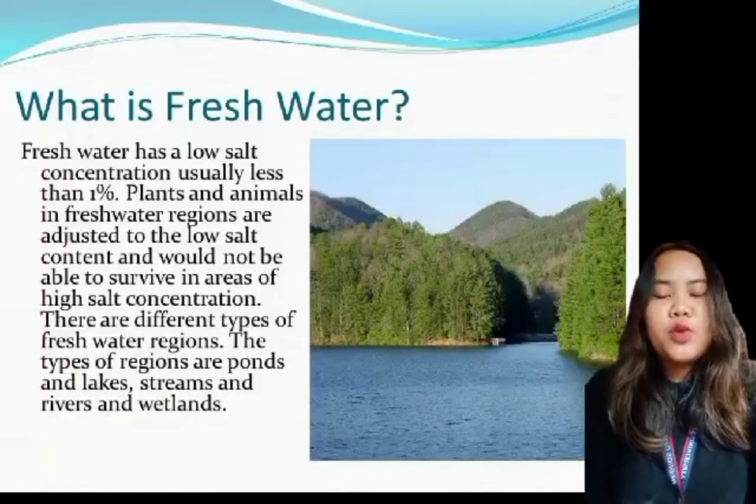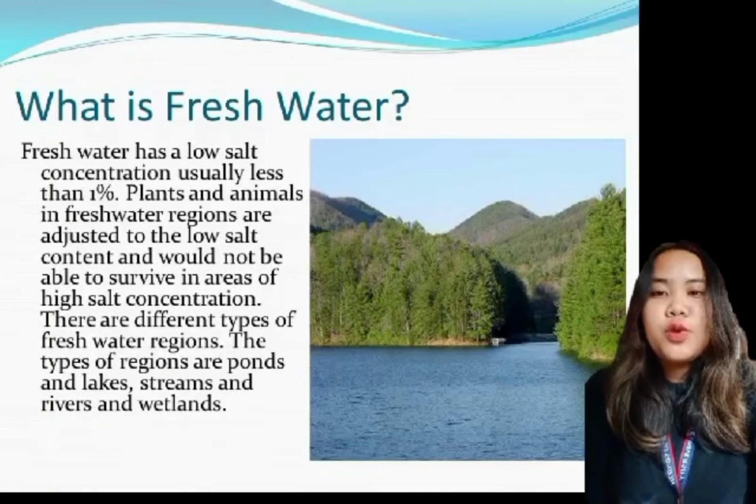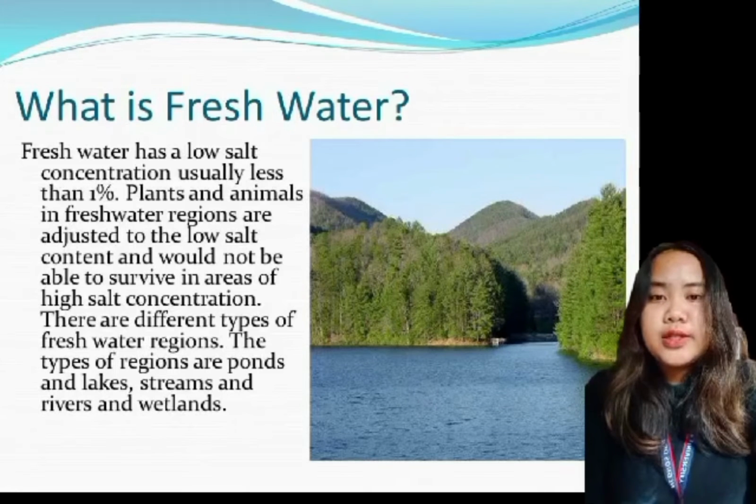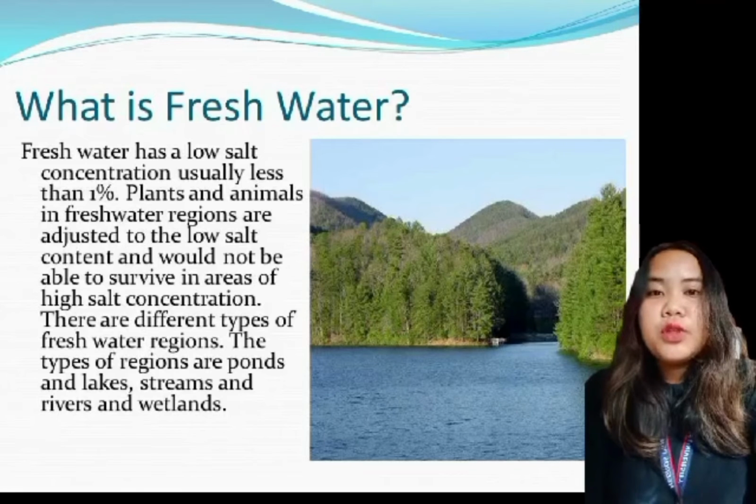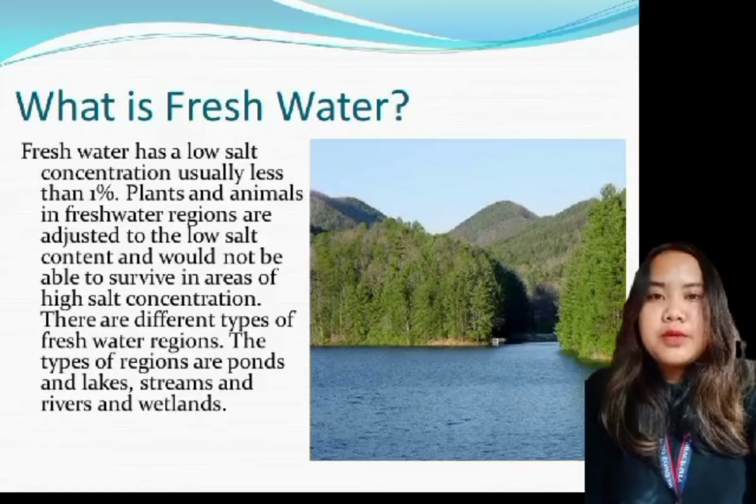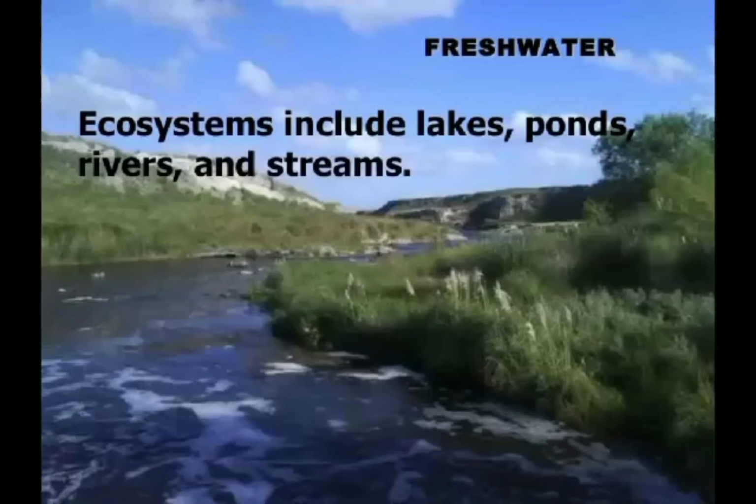What is freshwater management? Freshwater has a low salt concentration, usually less than 1%. Plants and animals in freshwater regions are adjusted to the low salt content and would not be able to survive in areas of high salt concentration. There are different types of freshwater regions. The types of regions are ponds and lakes, streams and rivers, and wetlands.